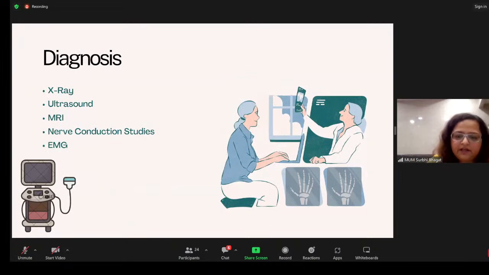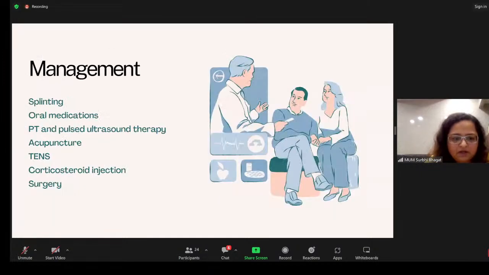For diagnosis, again, clinically, history taking, examination, x-rays to see any bony spurs, tumors or mass. Ultrasound, like a stethoscope as I said, must be at the bedside to differentiate. MRI, sometimes even carpal tunnel syndrome may not be detected on MRI as well. Nerve conduction studies and EMG add to your diagnosis.